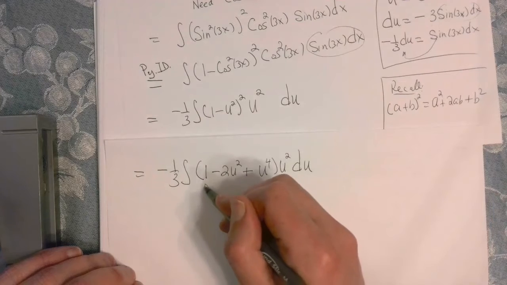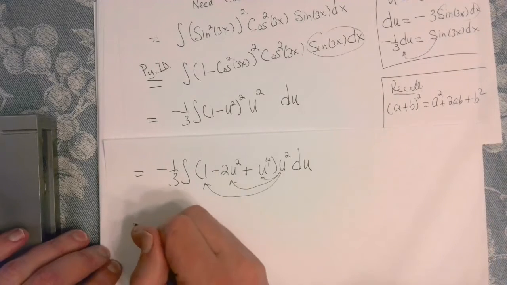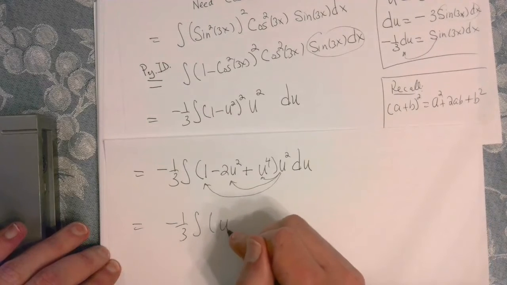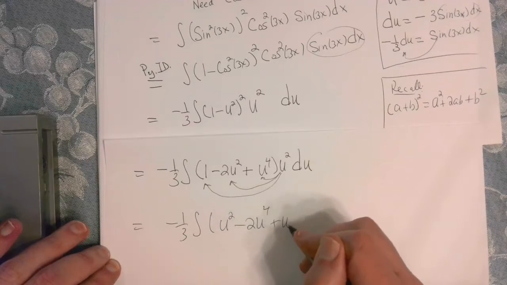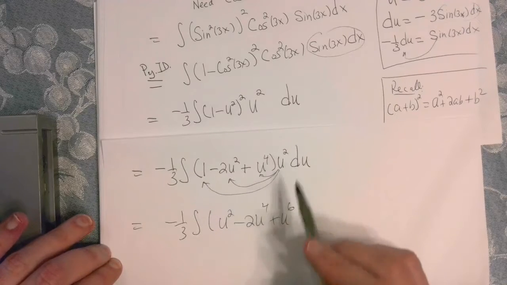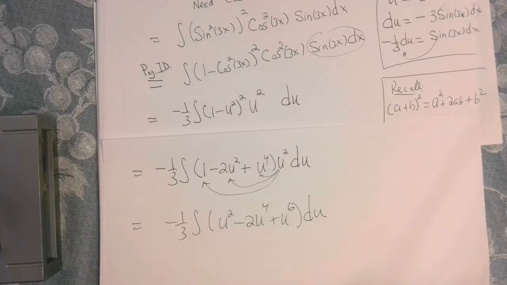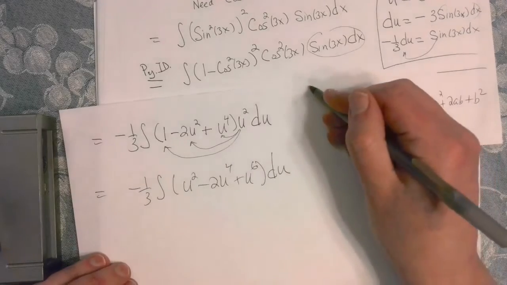And so, of course, I want to use the distributive property next. So by the distributive property, we have the following. So this is u squared minus 2u to the 4th plus u to the 6th. Remember to add those exponents when you multiply the same base, du. So this seems promising so far because now we can just use the power rule.